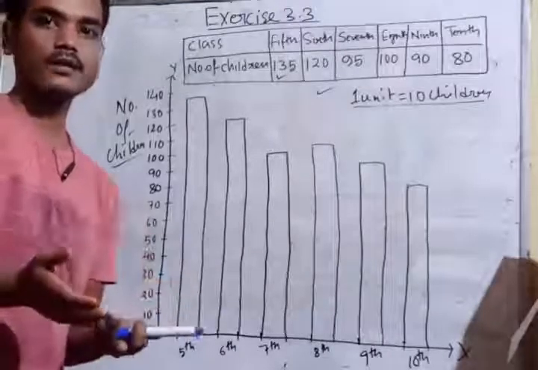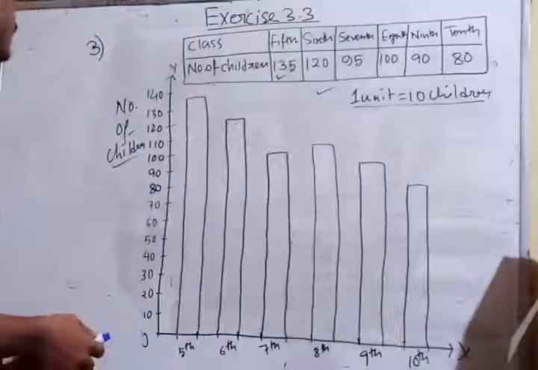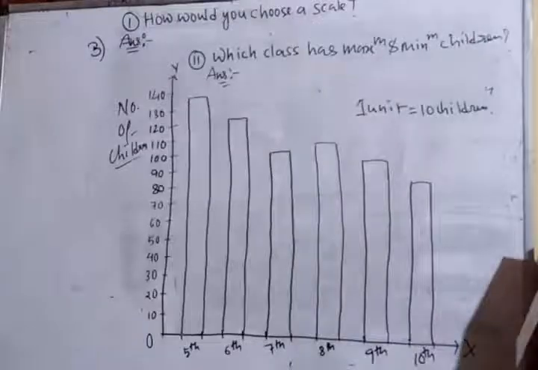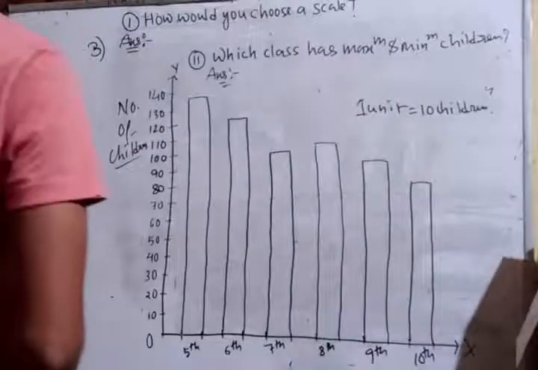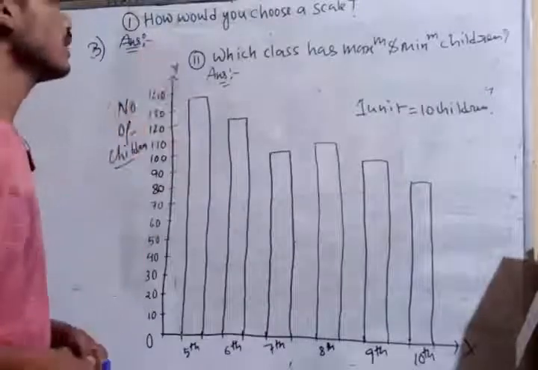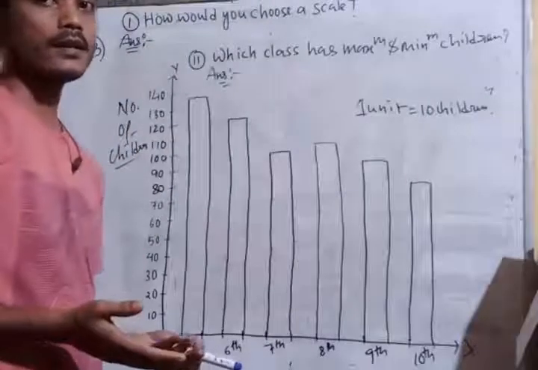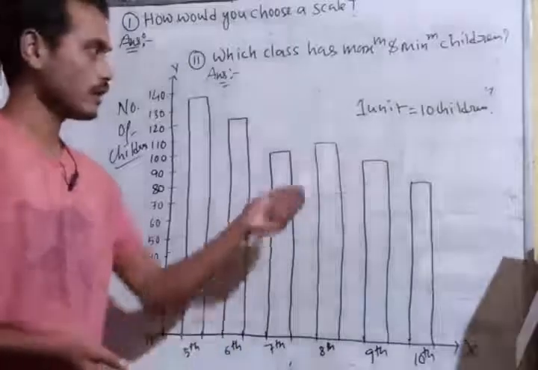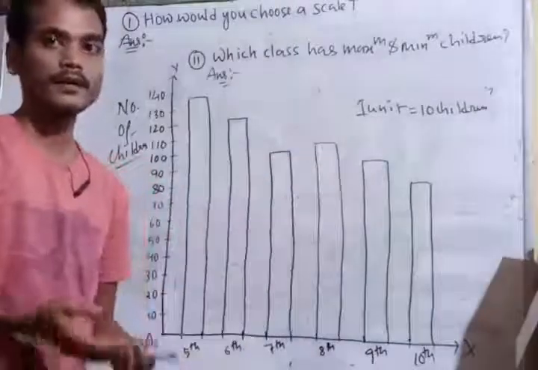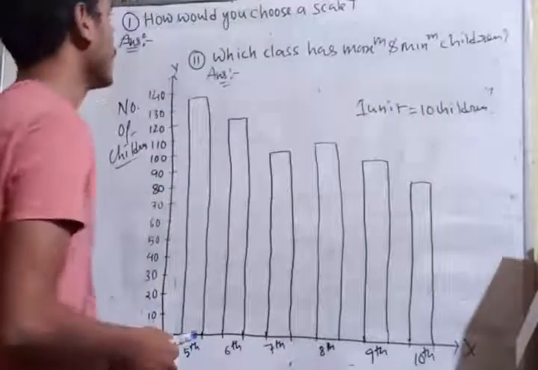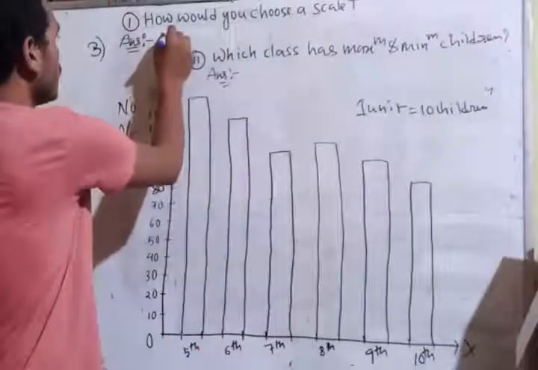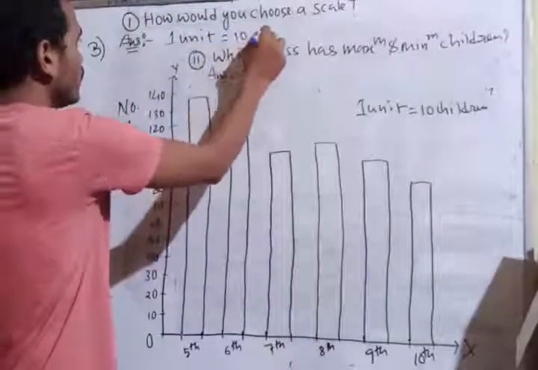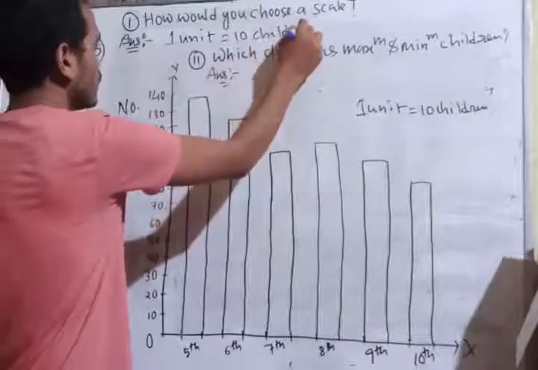Now let's see what kind of questions are given here with the question number 3. So here the related questions are: number 1, how would you choose a scale? So what is the scale you are choosing here? Scale means, already I have told you, our scale is 1 unit is equal to 10 children. So the question number 1 answer will be, the scale is 1 unit is equal to, we are taking 10 children. So this is our 10 children.